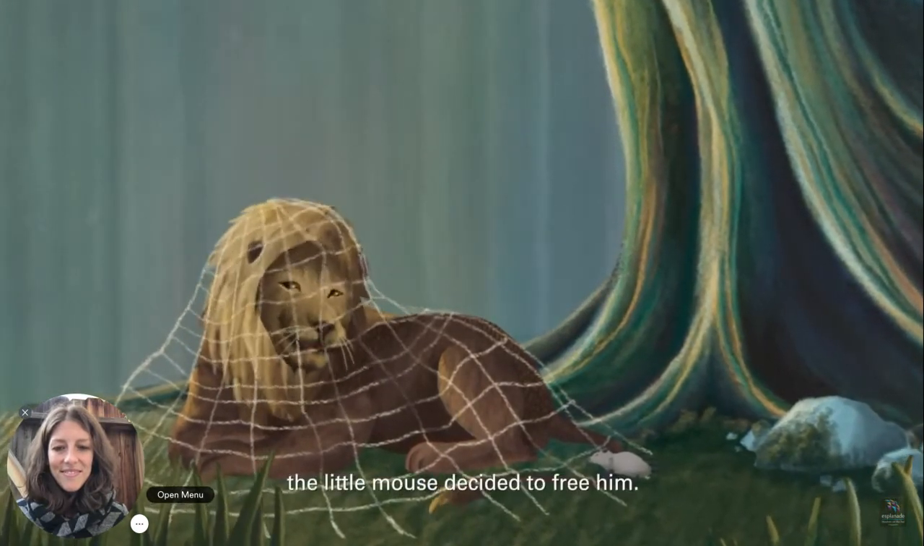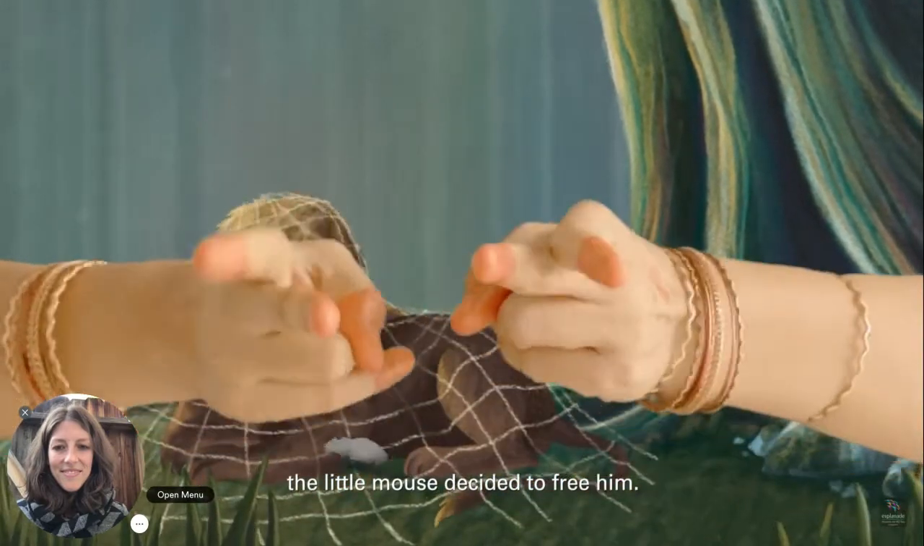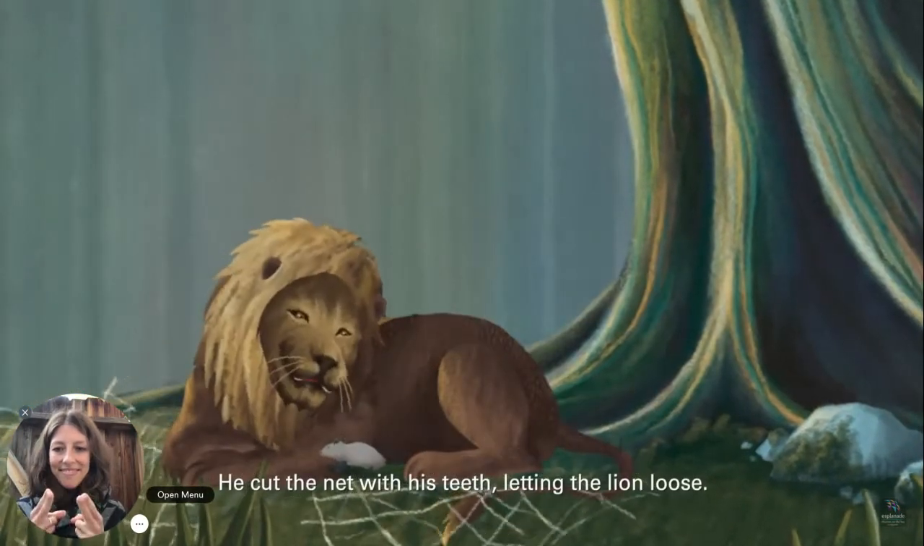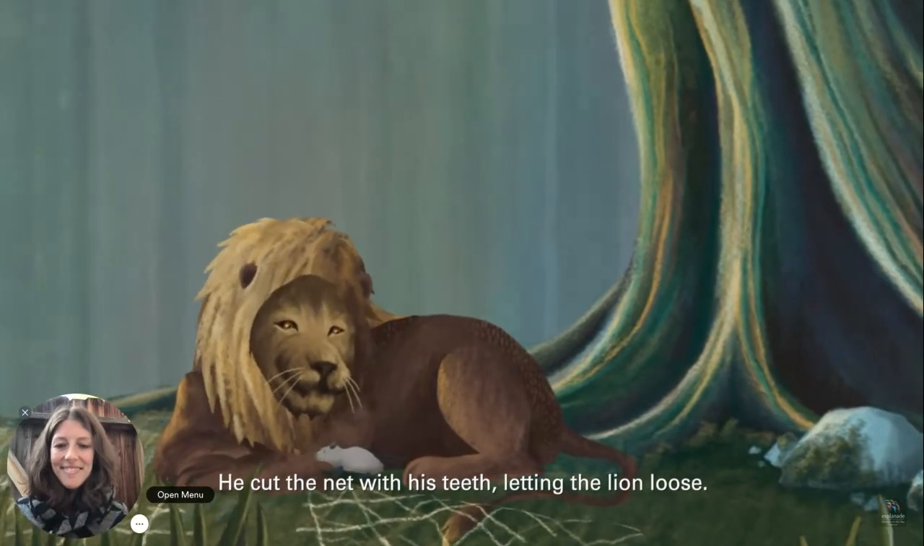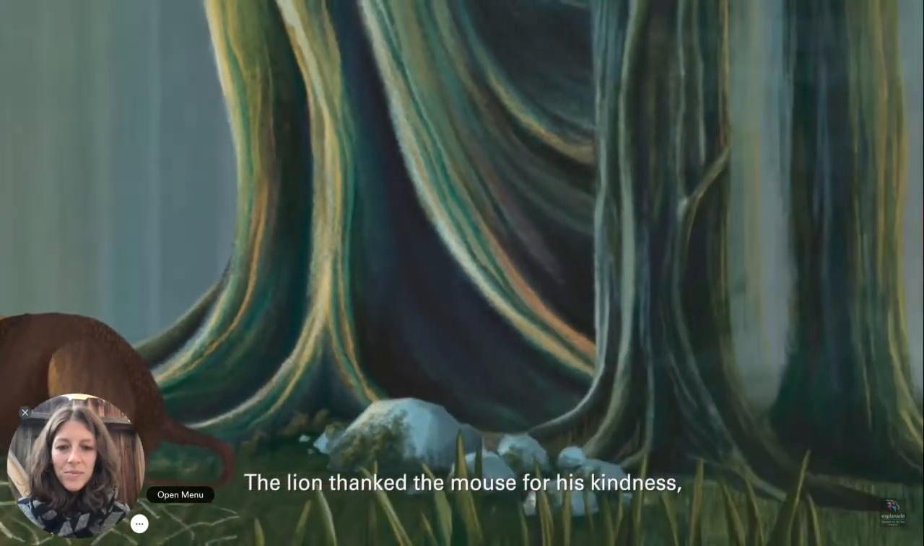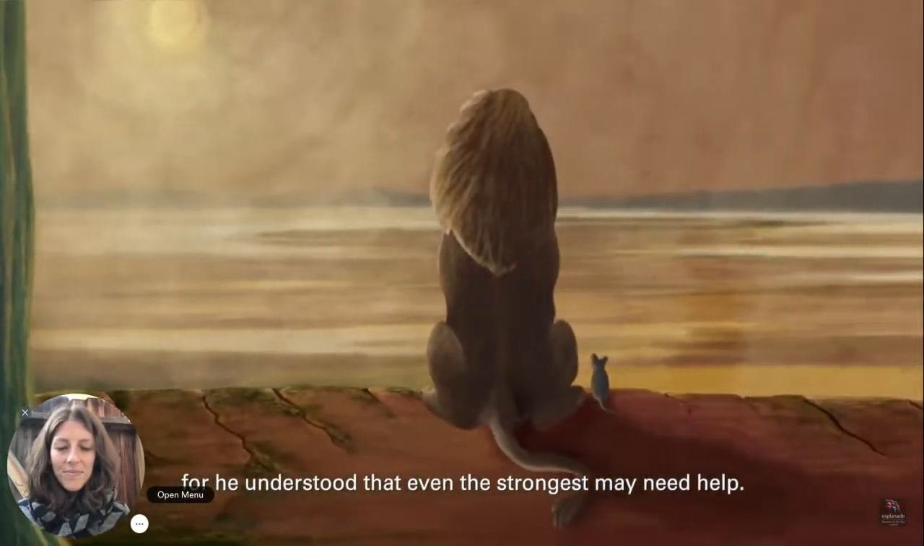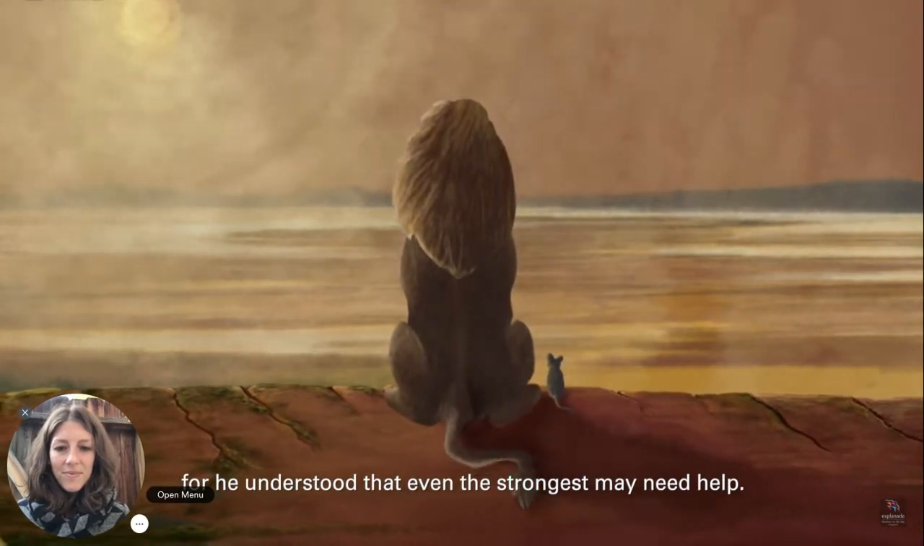Hesitant at first, the little mouse decided to free him. He cut the net with his teeth, letting the lion loose. The lion thanked the mouse for his kindness, for he understood that even the strongest may need help.